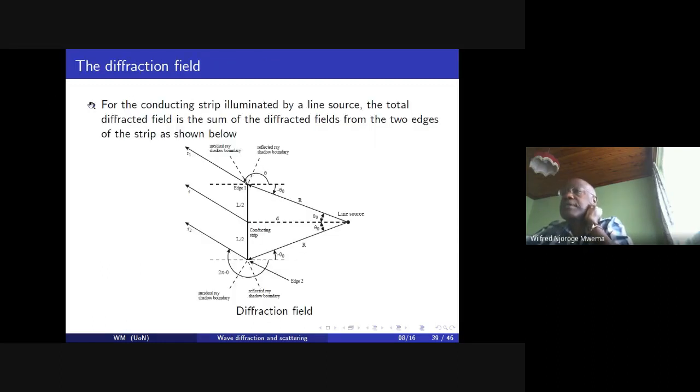So for the diffraction field, the conducting strip will be illuminated by that line source, and you have seen the theta angles we are talking about. So we have edge 1 and edge 2 there, and therefore the thetas and the alphas will be defined in terms of those. We are going to give them subscripts, so to speak.